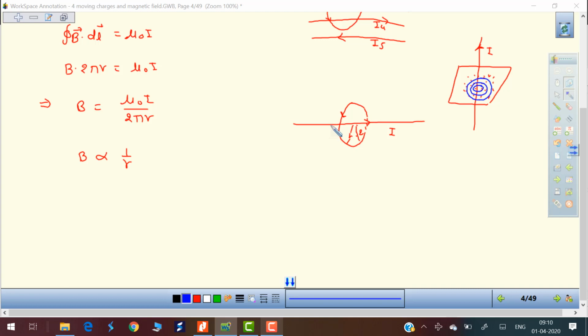Biot-Savart law connects the current and magnetic field. You know, in that formula, on the left side you have the magnetic field, on the right side you have the current. Same thing in this Ampere's circuital law also. On the right side you have current, on the left side you have magnetic field. Both laws are used to find the magnetic field.